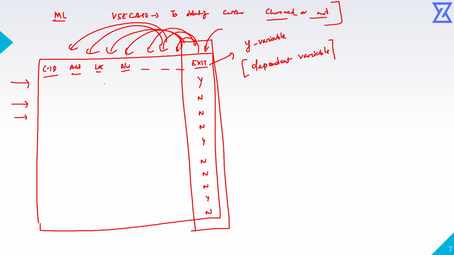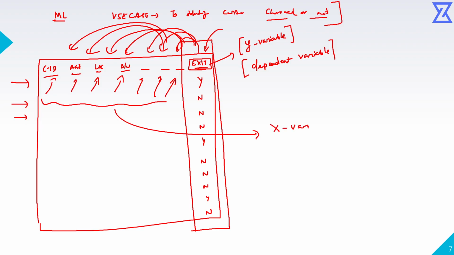There is nothing like first doing classification and then doing regression, right? Both these problems are different. It depends on what you are trying to solve. Coming back to this example, this exit is a dependent variable, also called the y variable, right? Dependent because it is dependent on all these features. So what are all these arrow marks called? They are called x variables, otherwise called features, otherwise called independent variables.